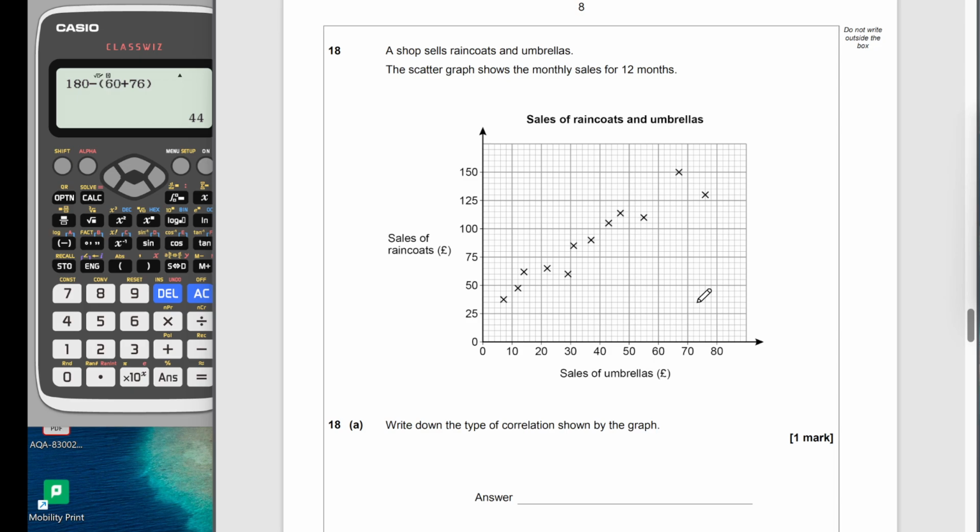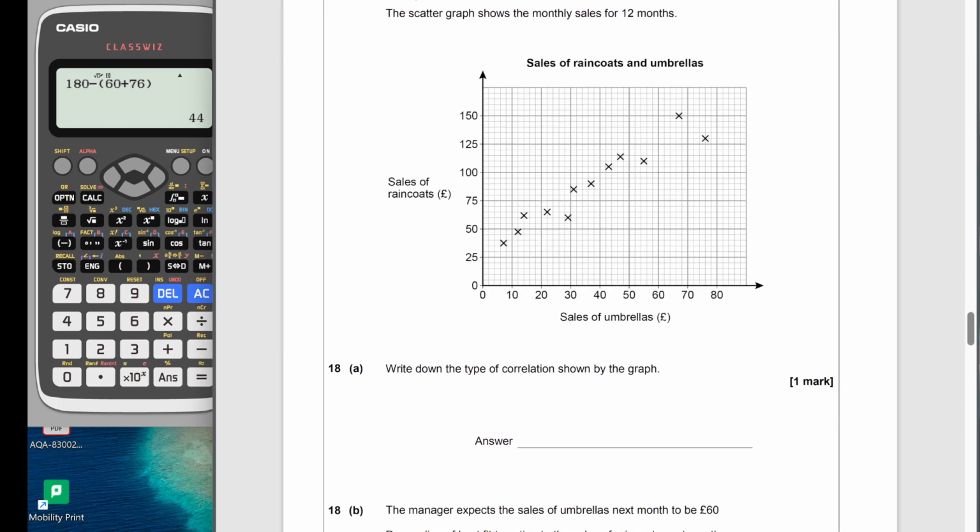Okay, question 18. A shop sells raincoats and umbrellas. The scattergraph shows the monthly sales for 12 months. Sales of raincoats in pounds, sales of umbrellas in pounds. Write down the type of correlation this graph shows. So that's going to be a positive correlation.